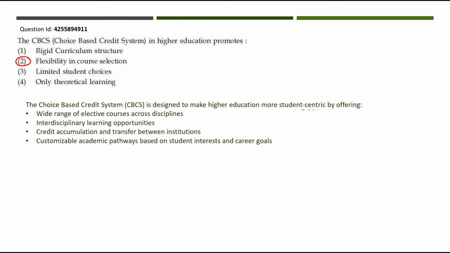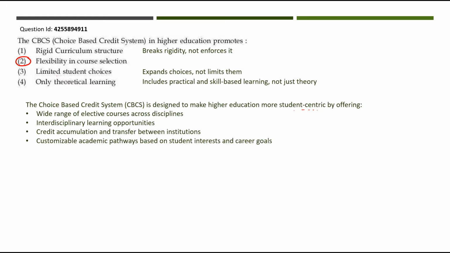Why are the other options wrong? The first option says it is having rigid curriculum structure. Actually, CBCS system is breaking the rigidity. It is not enforcing it. It expands the choices but does not limit them. This includes practical as well as skill-based learning, not just theory.